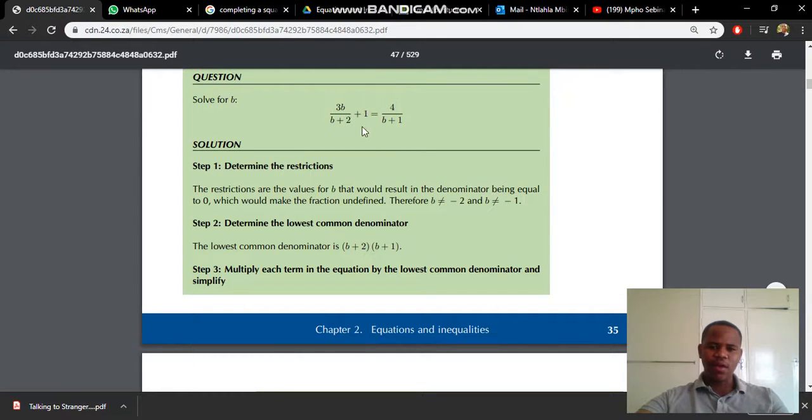Had you had something like 1 over 2, you're going to have 2 times b plus 2 times b plus 1. That's how you get your lowest common denominator. Had you had something that is 1 over b plus 1, meaning you have 2 b plus 1 in the denominator, you must only take it once. So you would still have b plus 2 times b plus 1, right?